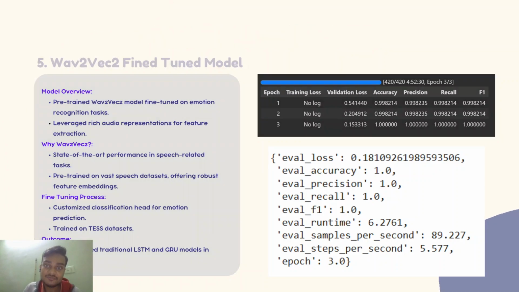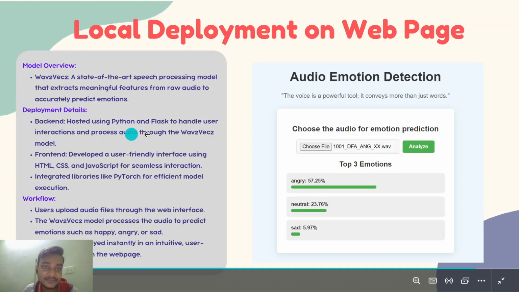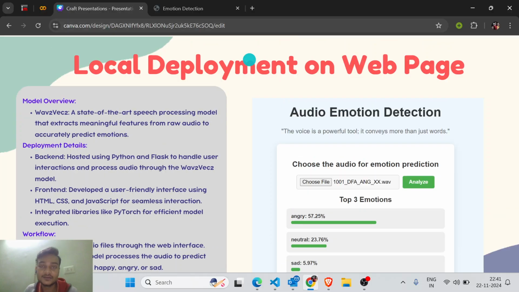And here is our web page for checking the model. We have used Python and Flask to handle the backend process, and for the frontend we have used HTML, CSS and JavaScript for seamless interaction. Integrated libraries like PyTorch are also used for efficient model execution. The user can upload the file from here and click on the analyze button, and then we'll get the output. I will also show and run the web page.